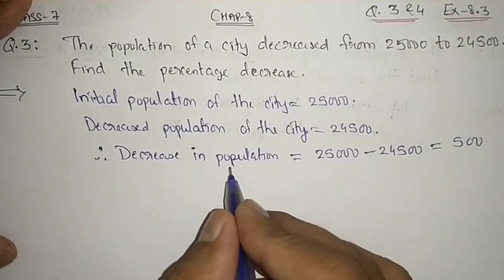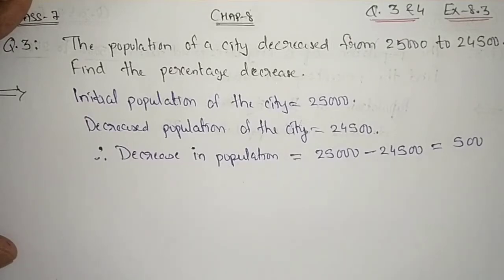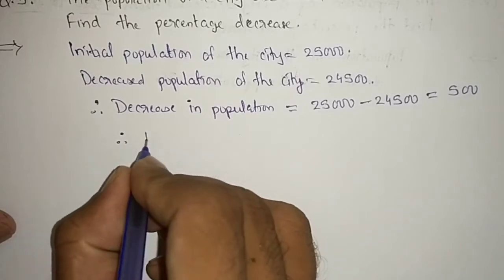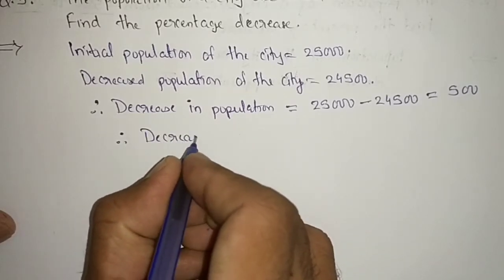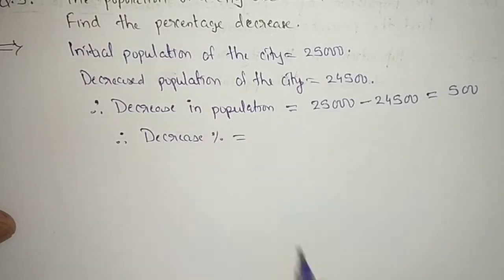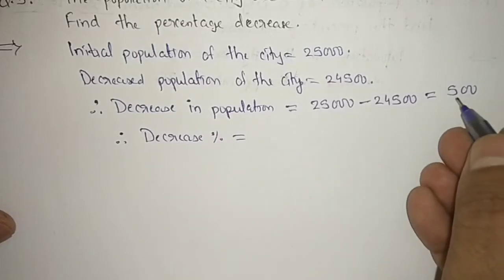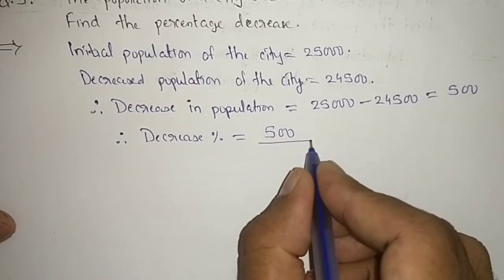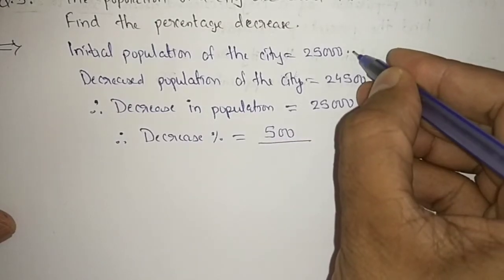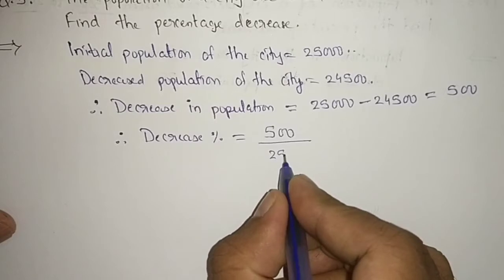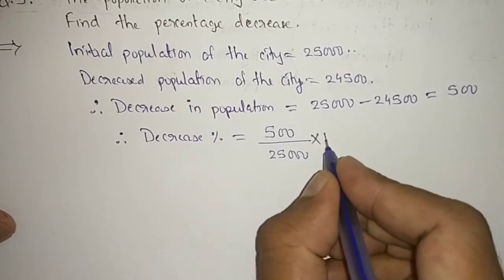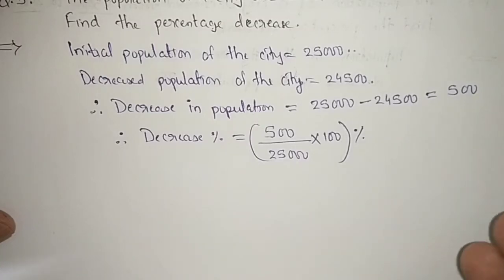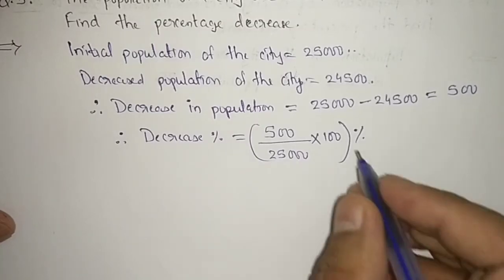Since we have the value of the decrease, we can now find the decrease percentage, and the formula to find the decrease percentage is: whatever the decrease amount, we write in the numerator. Then what was the amount at the beginning, we write in the denominator, and multiply it by 100 and put the percentage sign, and we will get our percentage decrease.